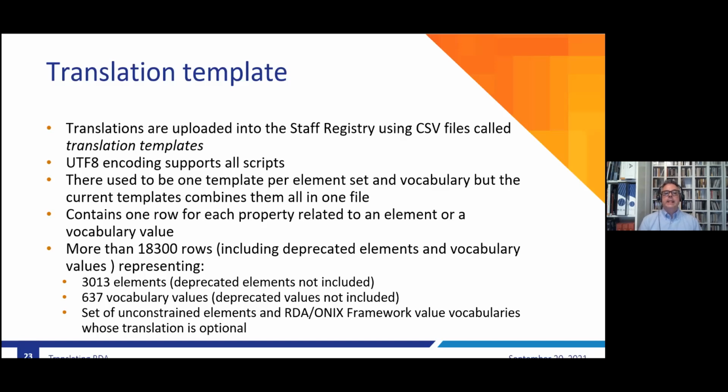So the properties that need to be translated are those that represent the 3,013 elements currently in RDA Reference and the 637 vocabulary values. These figures do not include the deprecated values. And again, it should be noted that the community has the option of translating only a subset of these sets.